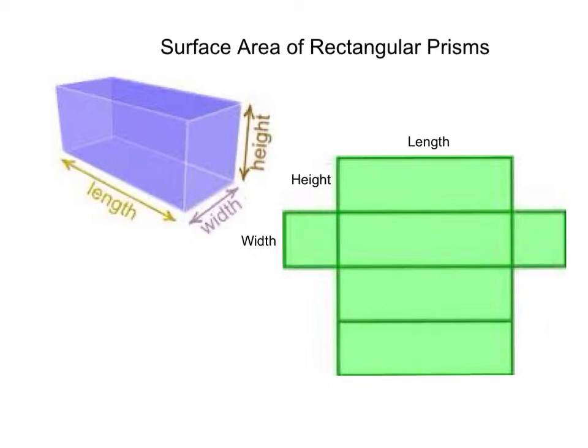And what we want to do is calculate the surface area of this shape by finding the area of all 6 of the shapes and then adding them together. And we're going to do that on the next slide.